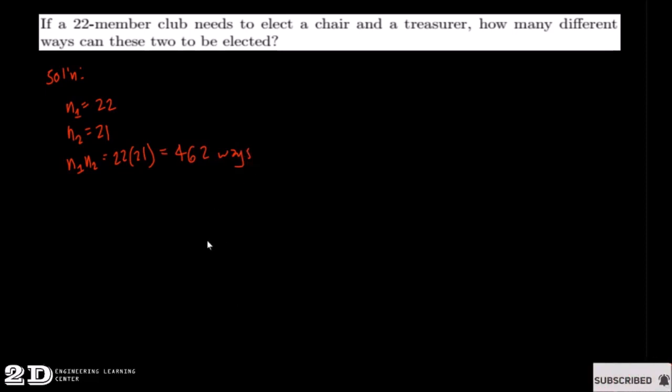ways. Okay, so if you are going to list the actual elements of the sample space, then maybe you will take all the 22 names of the members of the club. Then for example, Jerry is elected as president, then Mary as treasurer. So we will have 462 different combinations on the ways we could elect the chair and the treasurer.